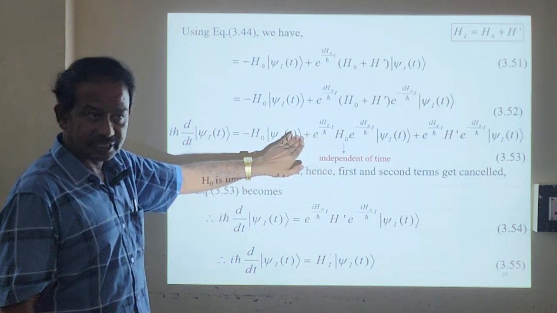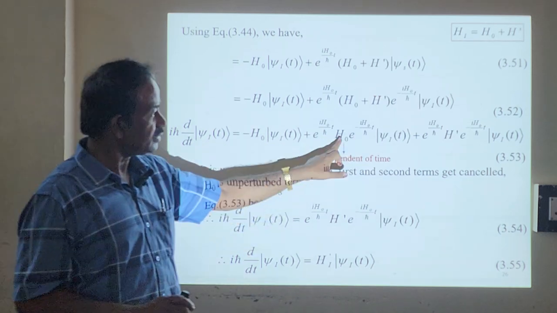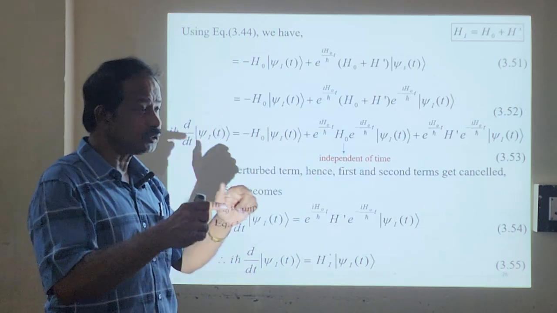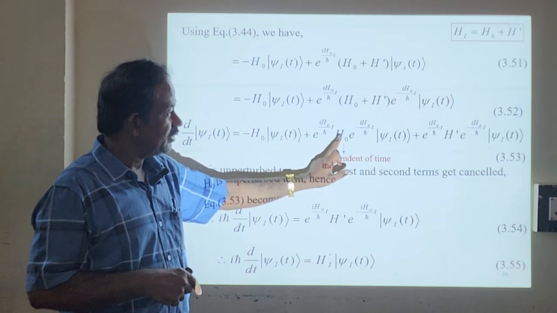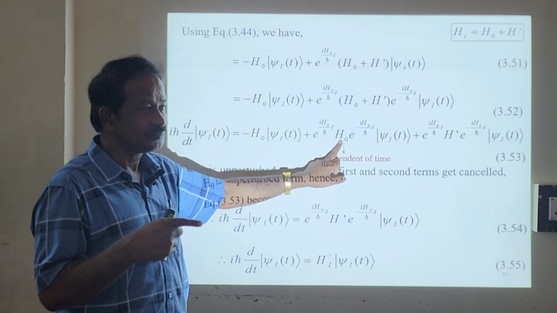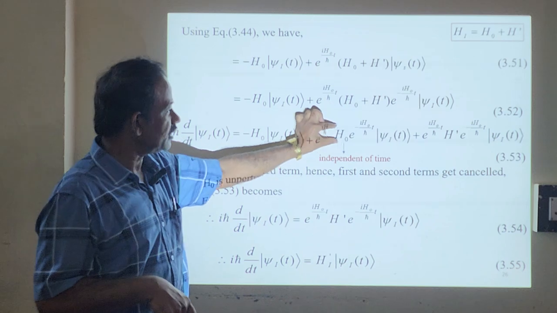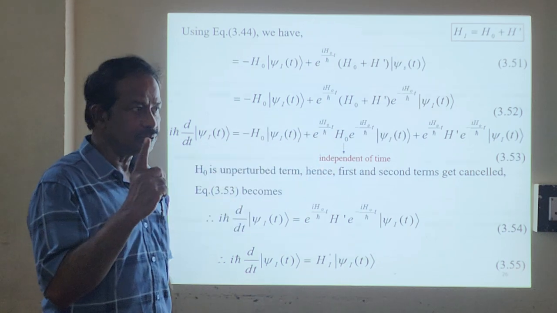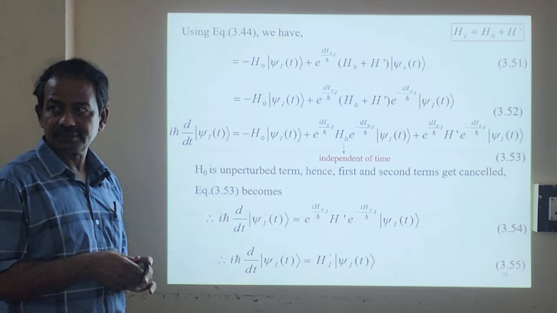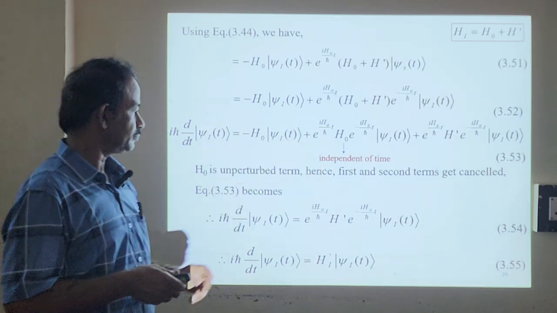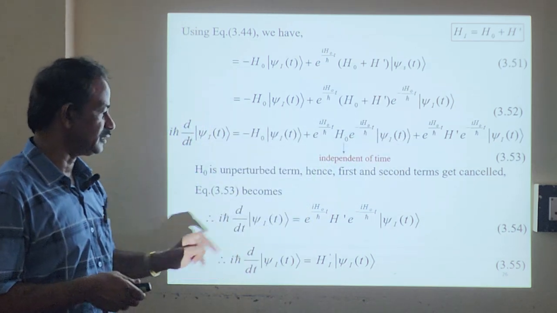You can pull h naught out this side. E power plus and e power minus will get cancelled. H naught is independent of time. If it depends on time, you cannot take it out. Is it clear? T is here, here also T is here. If it depends on time, you cannot pull it out, but this does not depend on time, so you can take h naught anywhere. So h naught can be pulled here. These two terms will give you 1, and this one will get cancelled, correct? The first two terms will get cancelled. Is it okay? And you will get only the final term, this term alone. So we have written exactly like this.